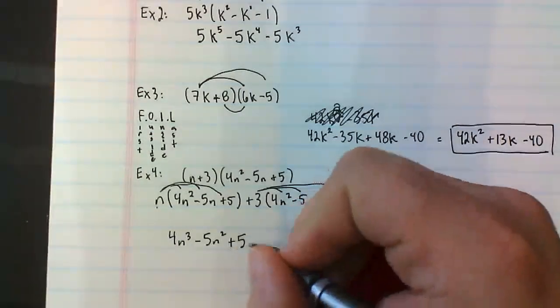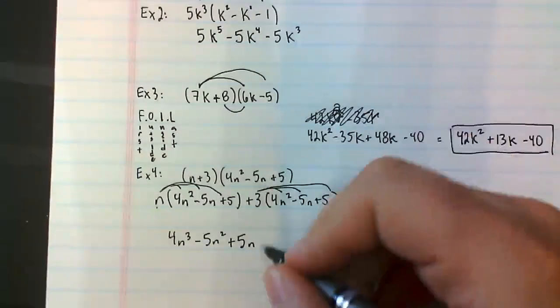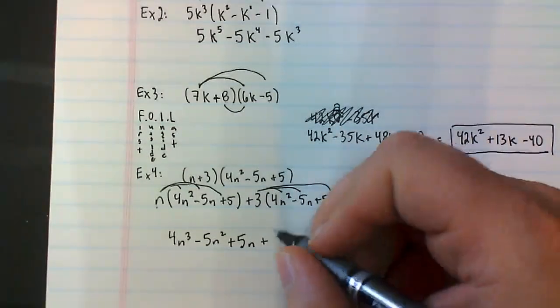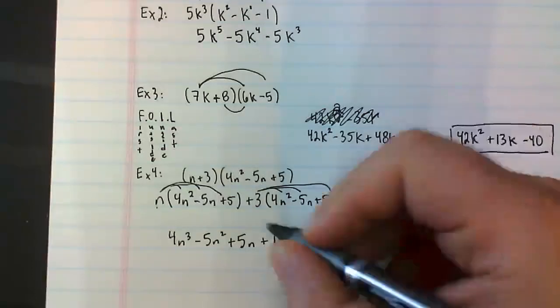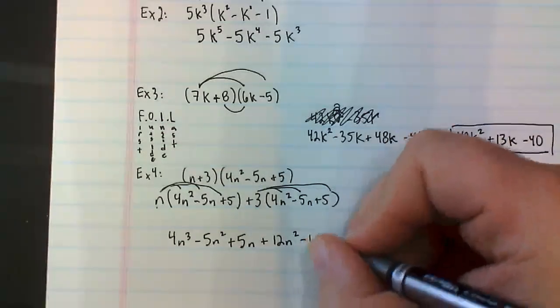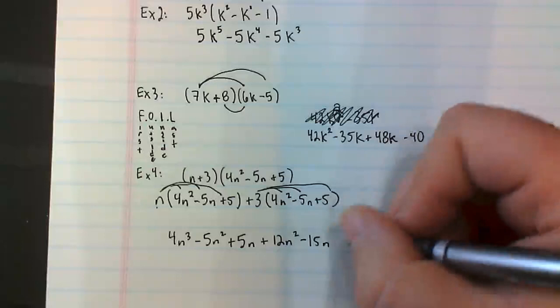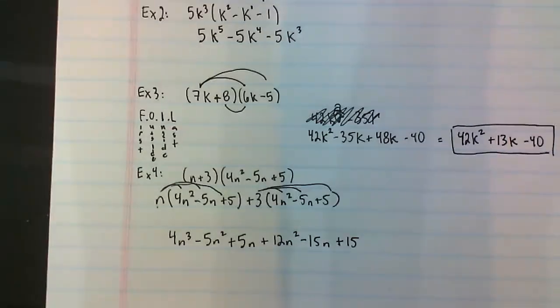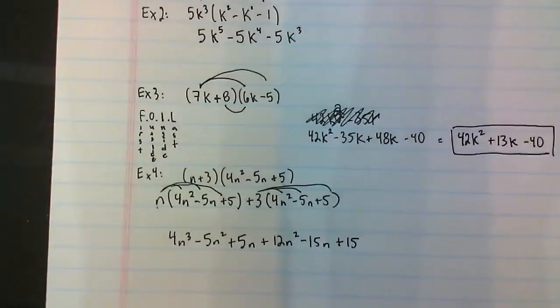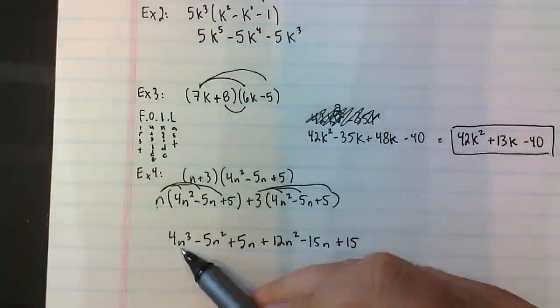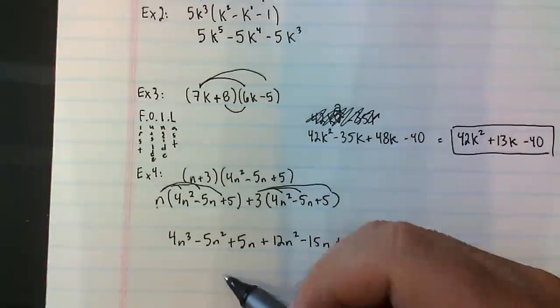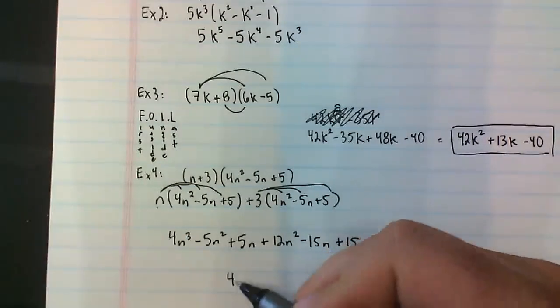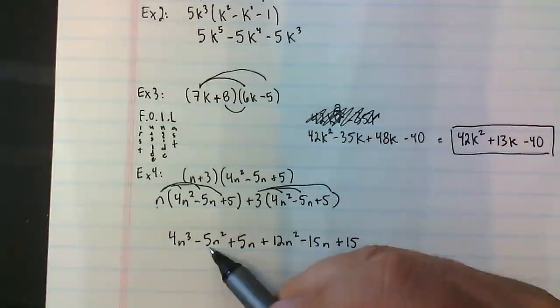Now we can only add the like terms. There is no cube term other than 4n cubed, so that is what we put in the beginning. The negative 5n squared and the 12n squared combine together to give you 7n squared. And 5n take away 15n is negative 10n. And we're left with just 15 at the end. And there you go. That is your answer.